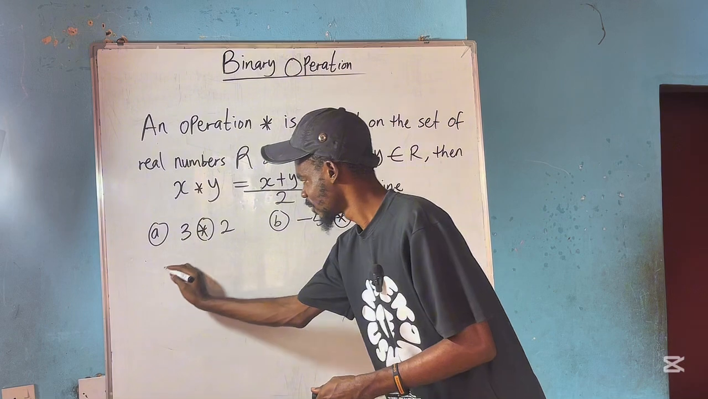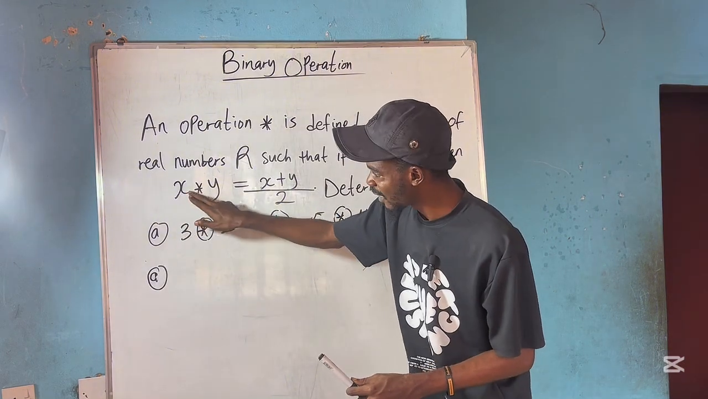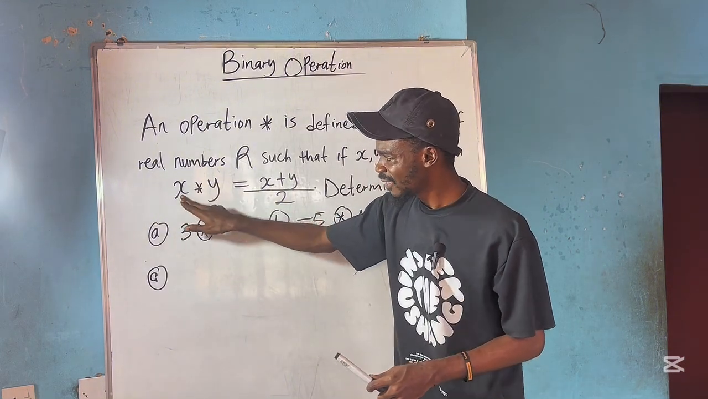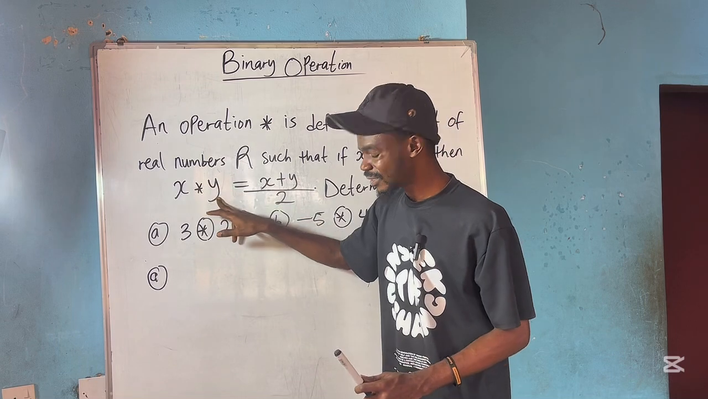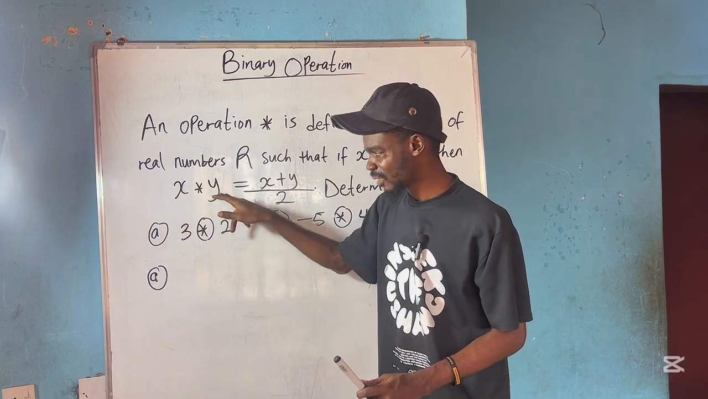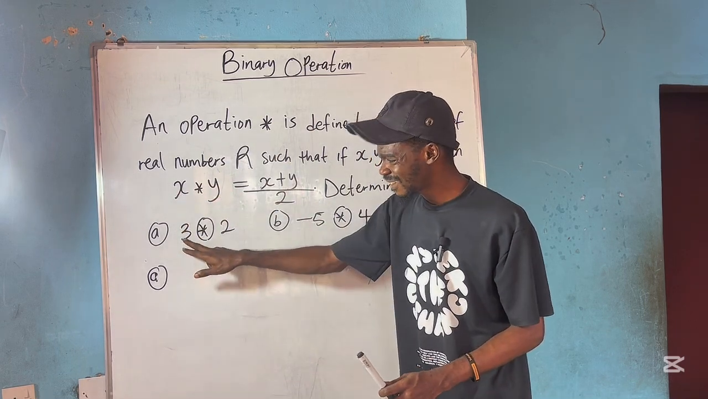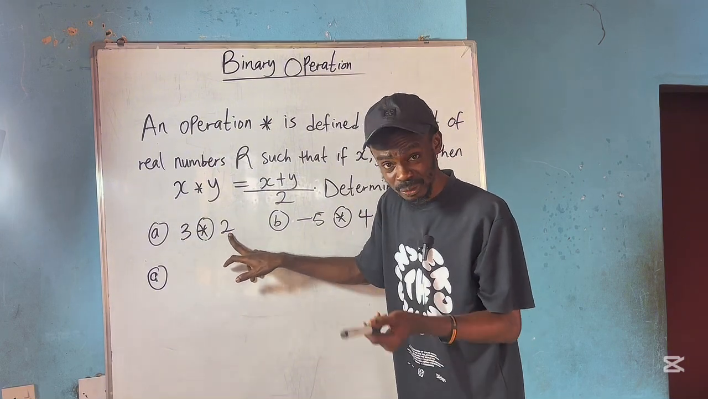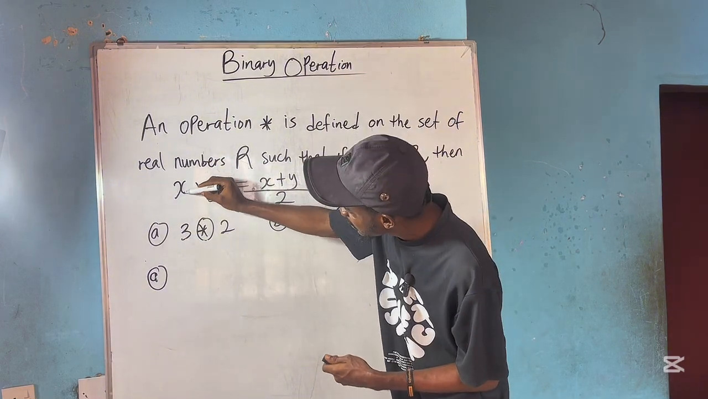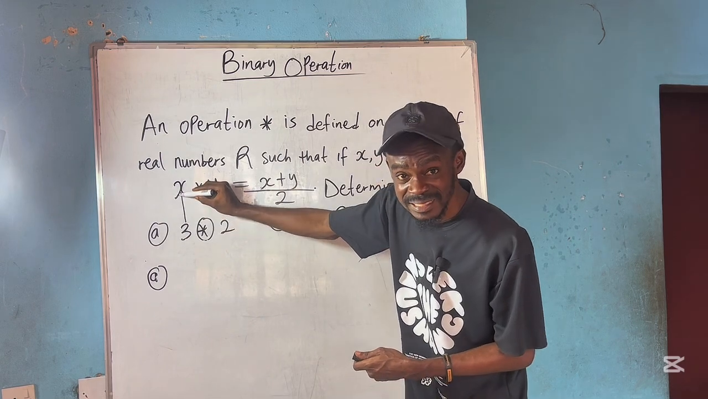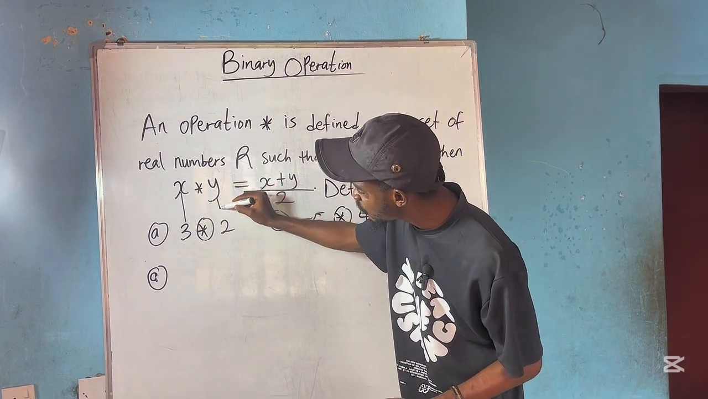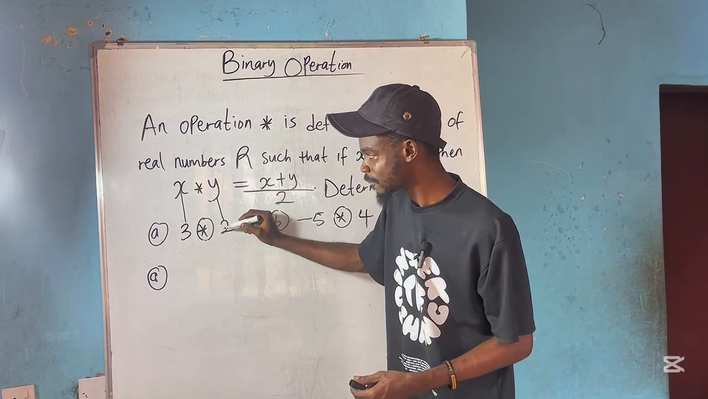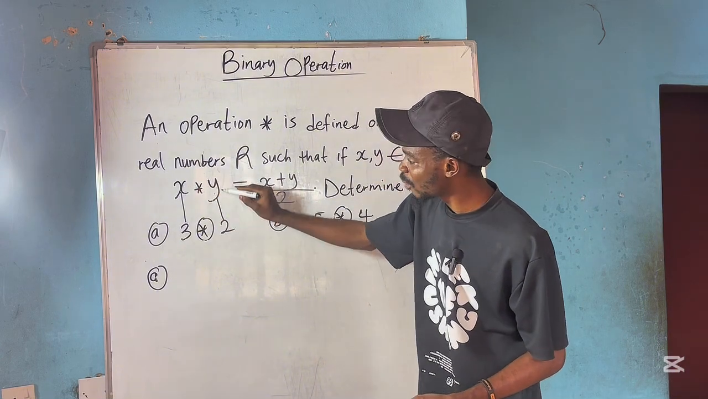Let me show you. Look at the solution. Now, this is the formula x asterisk y. x is the first letter, y is the second one. First and second. Now you are asked to find 3 asterisk 2. So 3 is the first one and 2 is the second term. Which means that x is 3 because x is the first one, and y is 2 because y is the second one. x is 3 and y is 2.